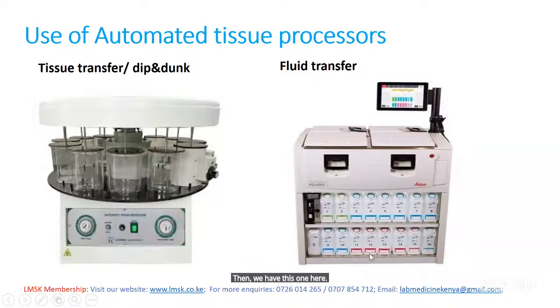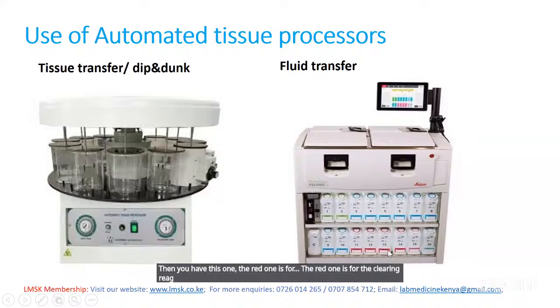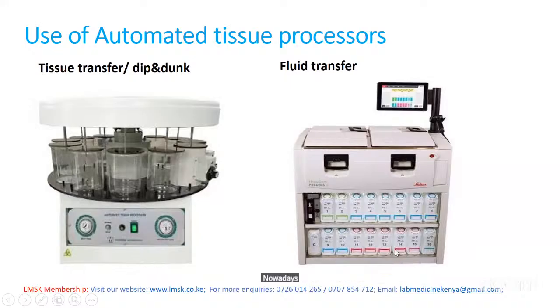Then we have this one. The red one is for the clearing reagent, mostly xylene. Nowadays, in the market, I'm told we have tissue clear, which is less flammable and less harsh to humans compared to xylene and chloroform. Then we have these two here, they are for xylene and alcohol for cleaning the bags.